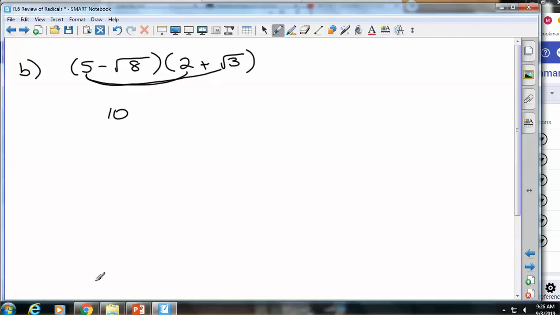When you do 5 times the radical 3, can you actually make it like a radical 15 or anything? No, because the 5 is not under a radical. So you just leave that as 5 radical 3. Okay. This would be negative 2 radical 8 minus radical 24.